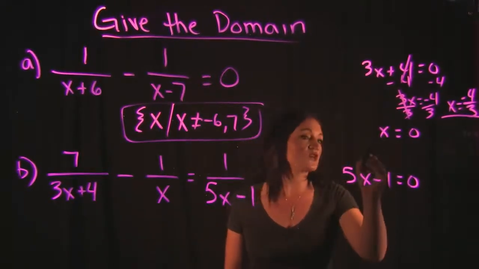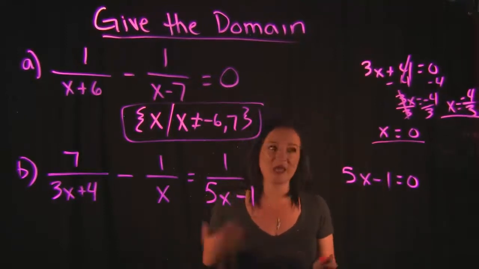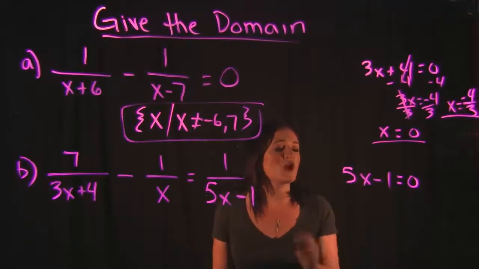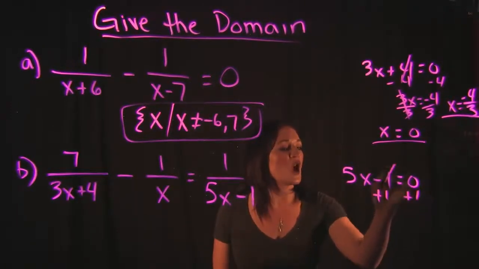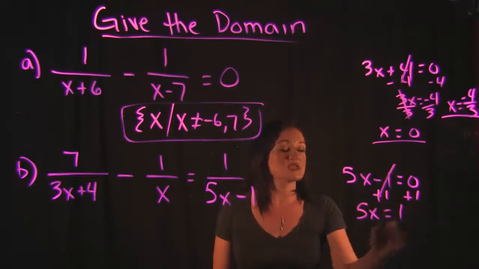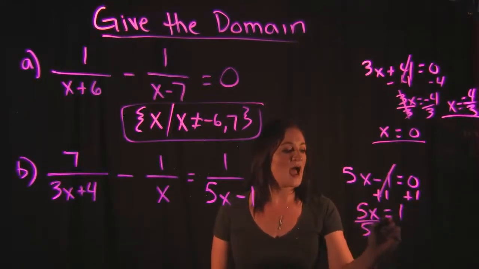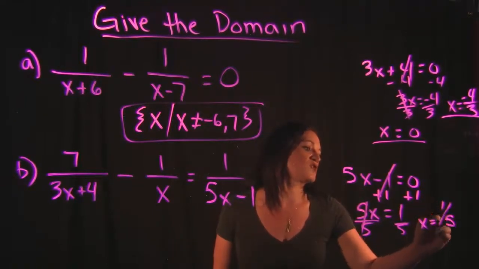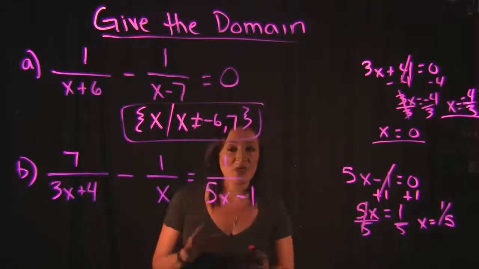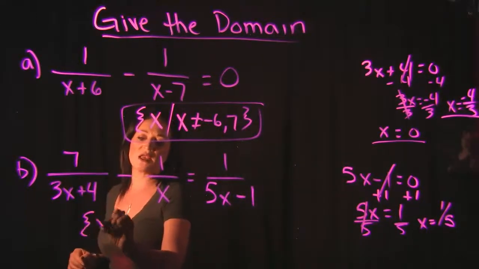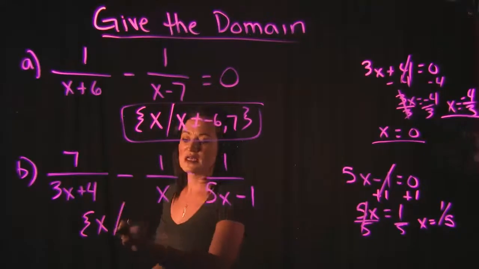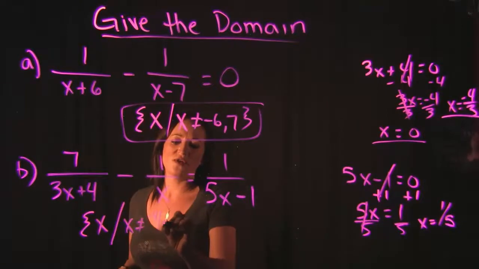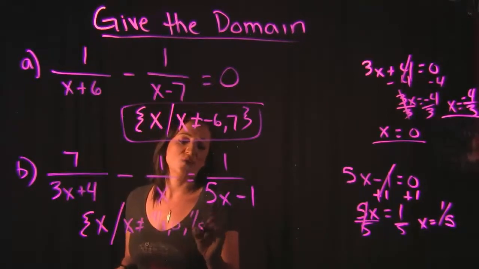With the second one here, our denominator was x. We set it equal to 0. There's actually no solving going on with that one. We get x equals 0, so that means we are going to have a hole at 0. And then for our third one here, we're going to start by adding 1 on both sides, giving us 5x is equal to 1. Then divide out your coefficient, and that is going to give us that x is equal to 1/5. So again, the way that we're going to write our domain is all x values such that x does not equal -4/3, 0, and 1/5.